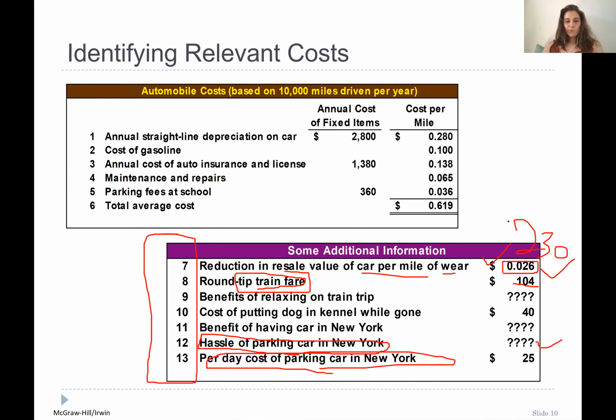If you are basing your decision only on comfort, then you will choose train. If your decision is based on commuting and benefits of, what's going on here?